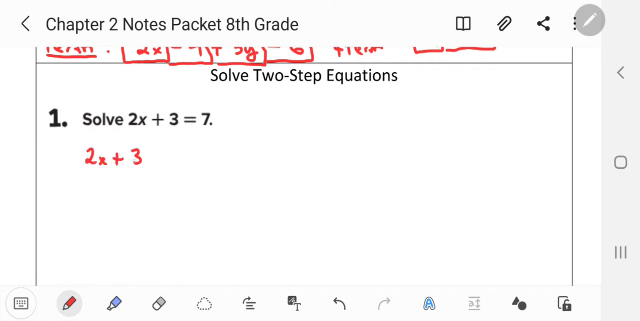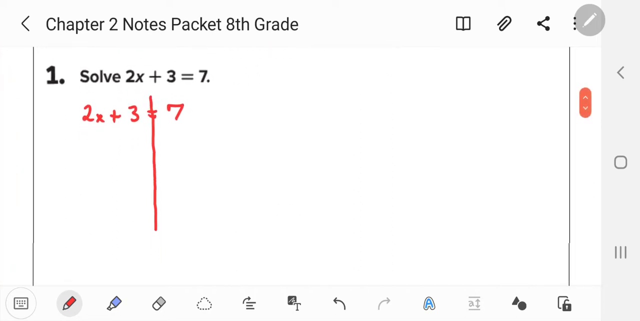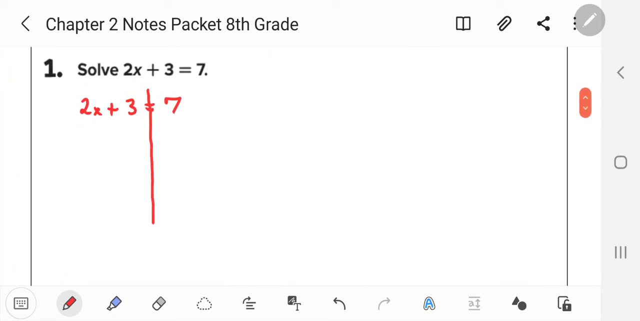2x plus 3 equals 7. Rewrite the problem nice and neat on your paper. Now we're going to work straight down, canceling out parts of the equation until we're left with just x equals a number. That is the goal. Okay, we're going to isolate that variable by using inverse operations. Now we have 2 operations. We have multiplication right here and addition right here. Which one do we undo first?